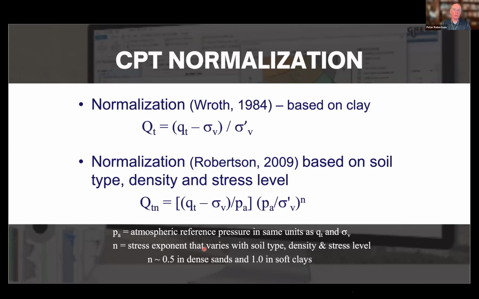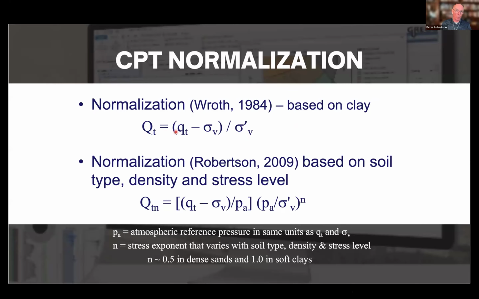And so if you want to interpret the data, ideally you want to normalize out the effect of the overburden pressure. And so Roth said, well, ideally the best way to do that is you take the corrected tip resistance, qt, subtract the total overburden and divide it by the effective overburden pressure. And in a normally consolidated clay, the tip resistance basically increases linearly with effective overburden pressure. And so if you normalize it, then the normalized cone resistance in a normally consolidated clay would stay constant.